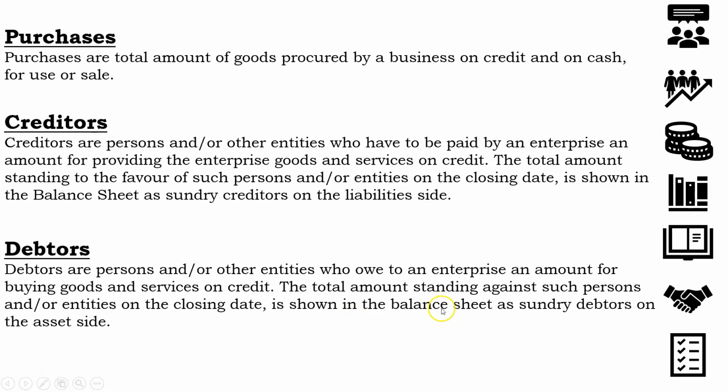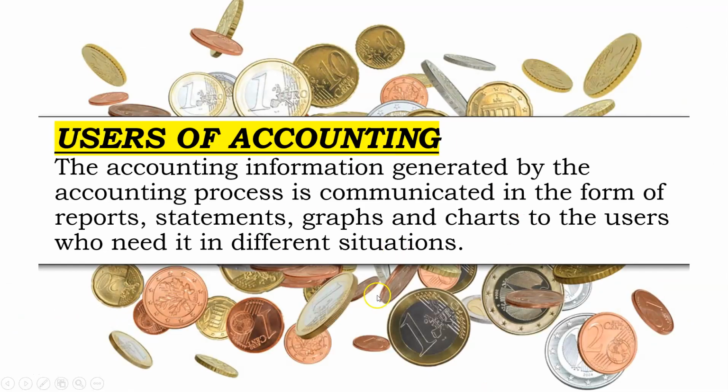They are the persons or other entities who owe to an enterprise an amount for buying goods and services on credit. The total amount standing against such persons on the closing date is shown in the balance sheet as sundry debtors on the asset side. Now, these are some of the terms that we have discussed. I will again come with part 2 here, wherein I will explain the other terms that I feel are important for you to understand before we start with the other concepts of accounting.